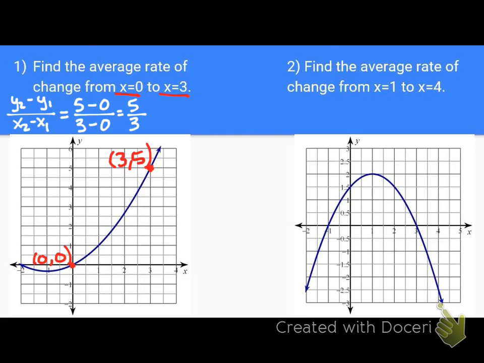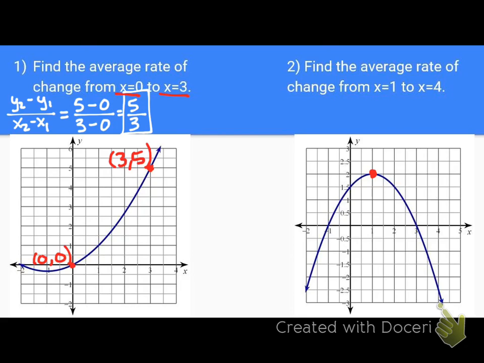So that's all I have to do for these problems. It's just basically calculating slope. This tells me the average rate of change between these 2 points is 5/3. So if I were to make a line between them, the slope would be 5/3. All right, moving on to example 2.